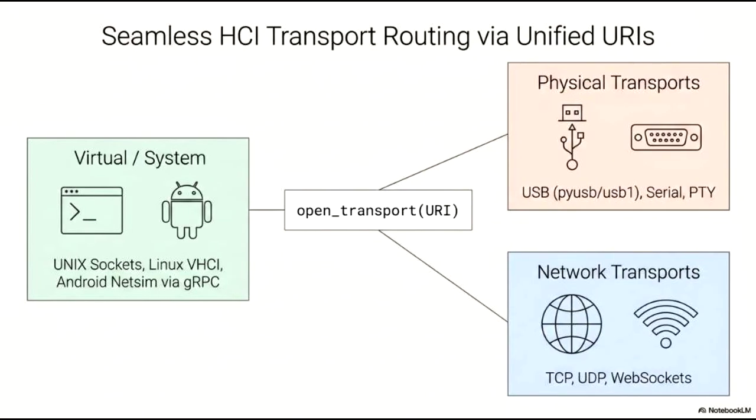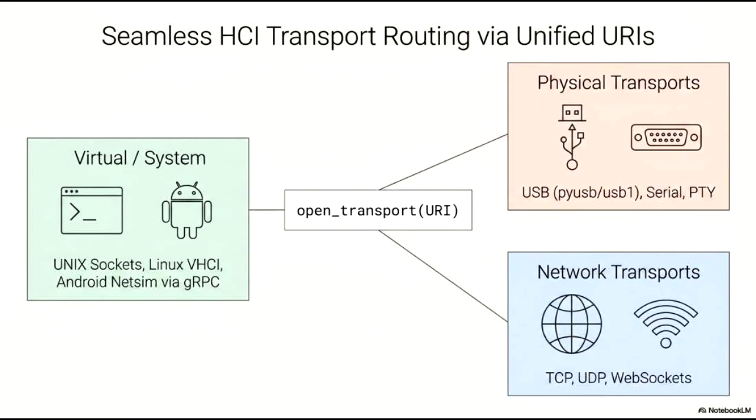The central concept of this architecture is to provide seamless HCI transport routing through the use of unified URIs. By utilizing a single, standardized function call, Open Transport, taking a URI as its argument, we can effectively abstract away the complexities associated with different transport mediums. On the left, we see virtual and system-level interfaces, which include Unix sockets, Linux VHCI, and Android NetSim via gRPC. These are typically used for local system communication or emulation environments.